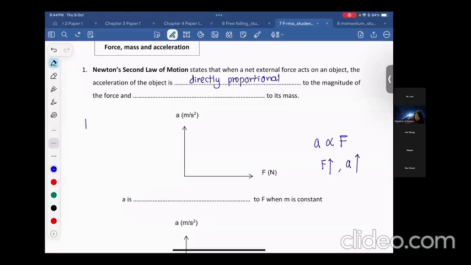Okay, now I draw 2 objects here. Let's say this one I push with 10 Newton. Your trolley, you go to the shopping mall, you push the trolley. Then this one I push with 50 Newton. Okay, A and B. Can you tell me which one will have a higher acceleration, meaning speed up? 10 Newton or 50 Newton? A or B?